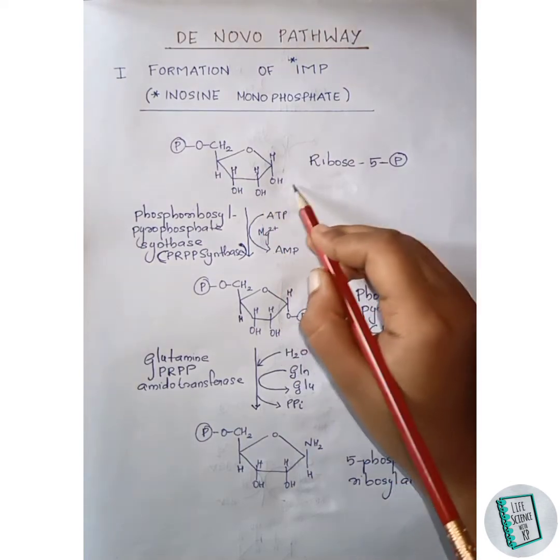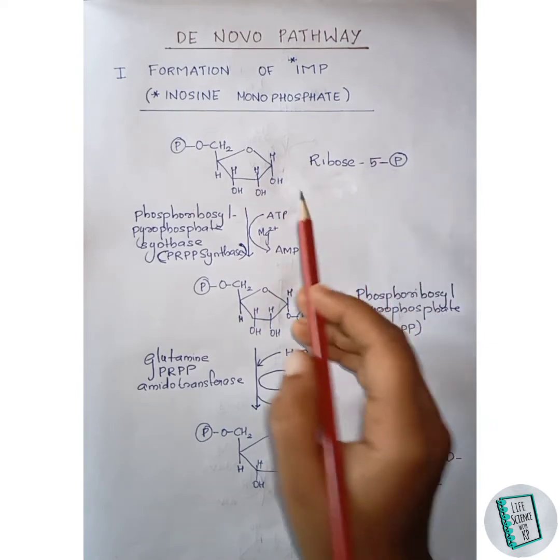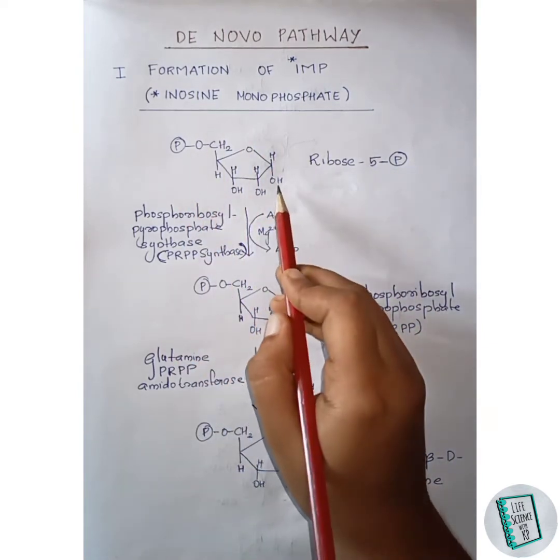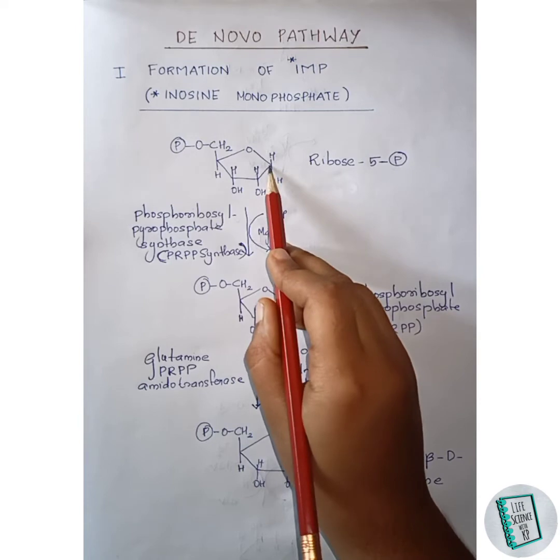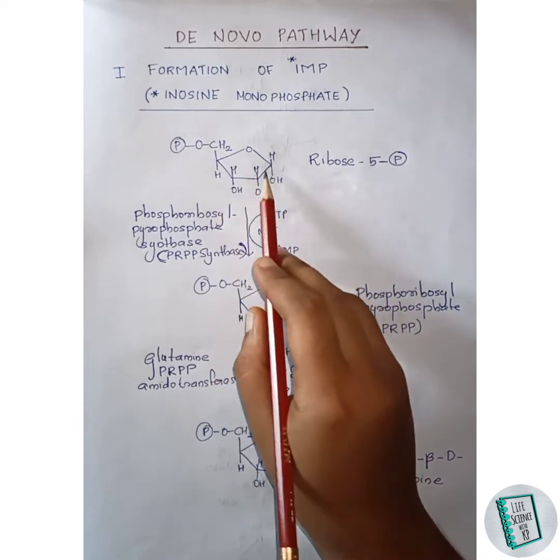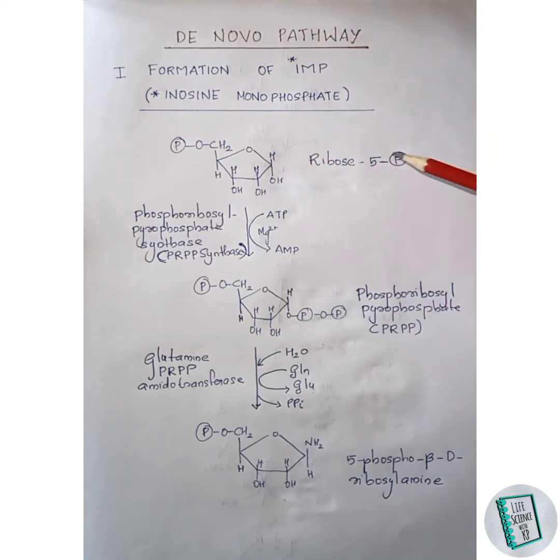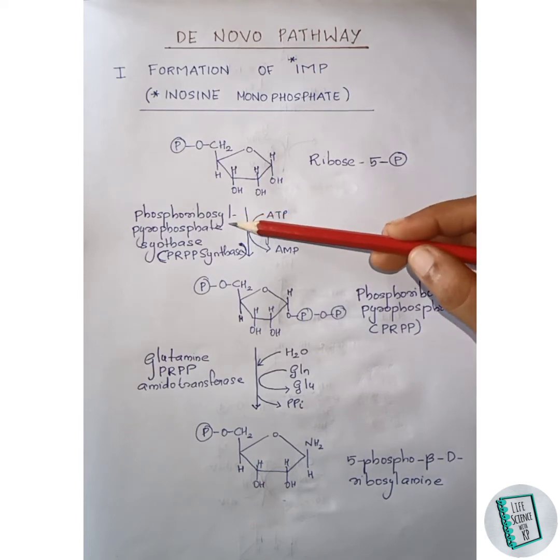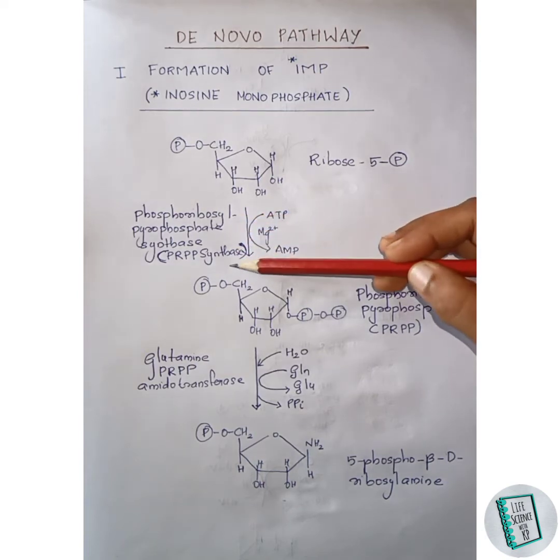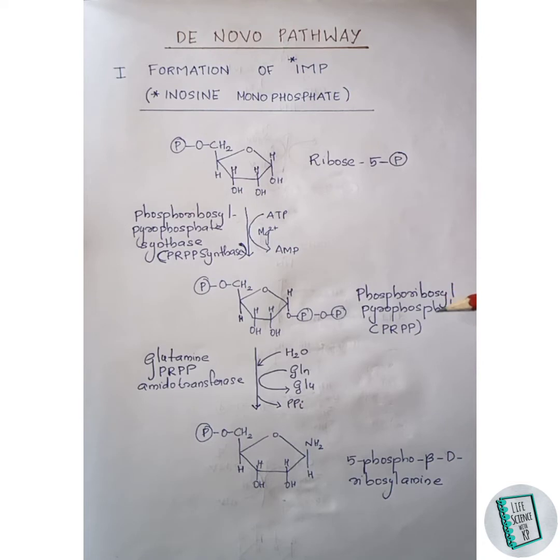This is the ribose 5-phosphate. This is in alpha form, that is, the OH group attached to the first carbon is on the same side as the other CH2OH groups. Thus this is the alpha form of ribose 5-phosphate, and this ribose 5-phosphate, in the presence of phosphoribosyl pyrophosphate synthase, or PRPP synthase, forms phosphoribosyl pyrophosphate, or PRPP.